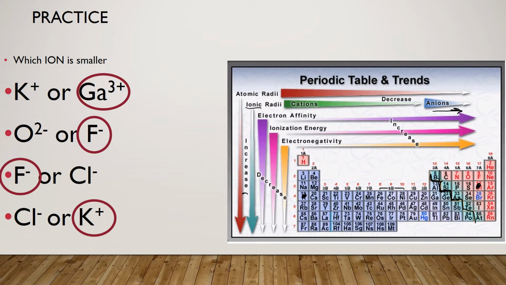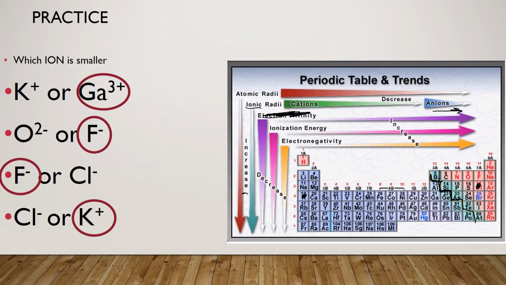Okay. So these are ones where this picture, this general trend, these are the four trends you need to know. Ignore the fact that it says electron affinity. I don't know why that ended up on here. I thought I took it off. So these are the trends: atomic radius, ionic radii, ionization energy, and electronegativity.